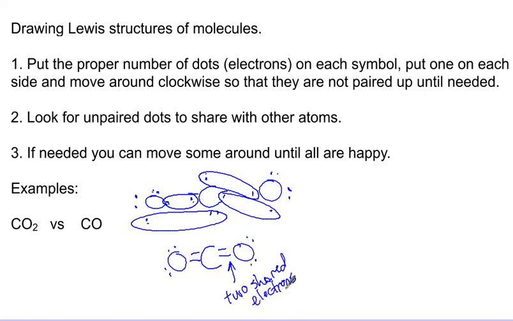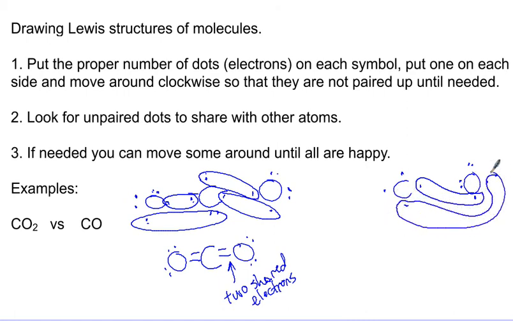Now, if I'm doing carbon monoxide, I start with carbon having 1, 2, 3, 4, and oxygen having 1, 2, 3, 4, 5, 6. If I want to make it happy, I can share this electron with the carbon, and then I can share this electron there. But now carbon still only has 6, even though oxygen's happy with its 8.